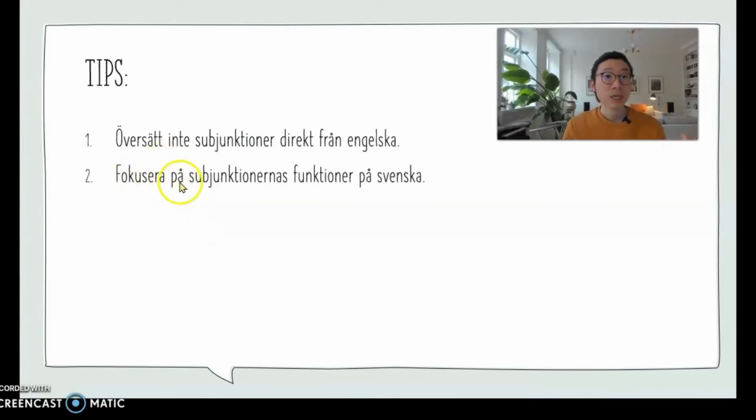2. Fokusera på subjunktionernas funktioner på svenska. Focus on the functions of the subjunctions in Swedish rather than relying on the translation in English. So for example, when we talk about what var means, we shouldn't feel too comfortable when we know, okay, var means where. We should be cautious. In this specific case var means where, but it doesn't mean it always means where. So don't be too comfortable with the English translation. Rather, we should focus more on the function of it.